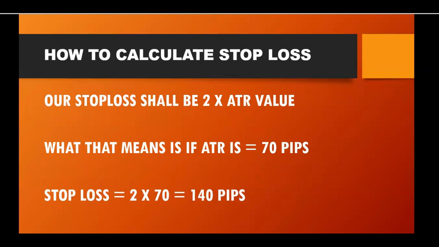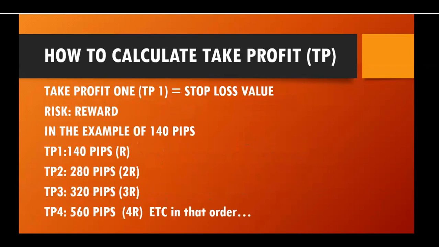So what that simply means is that if you are placing a buy, then we need to remove 140 pips from the entry. Now, if we are entering a sell, we need to add 140 pips to our entry. That gives us our stop loss.